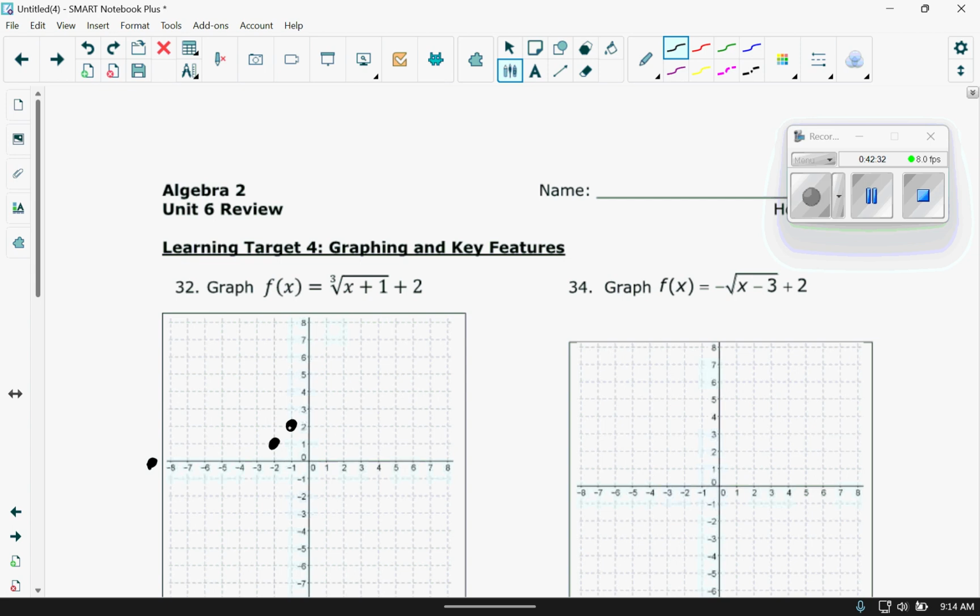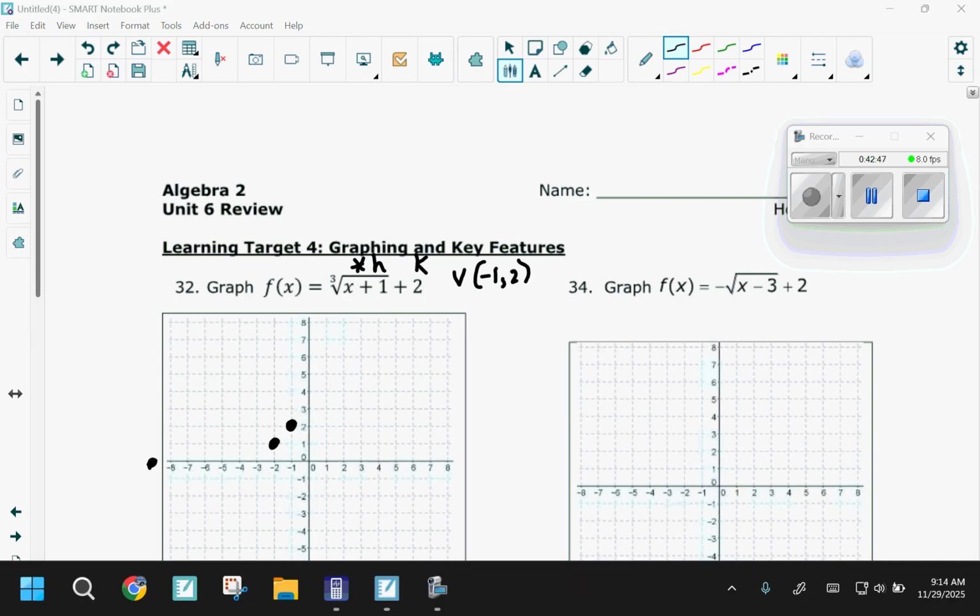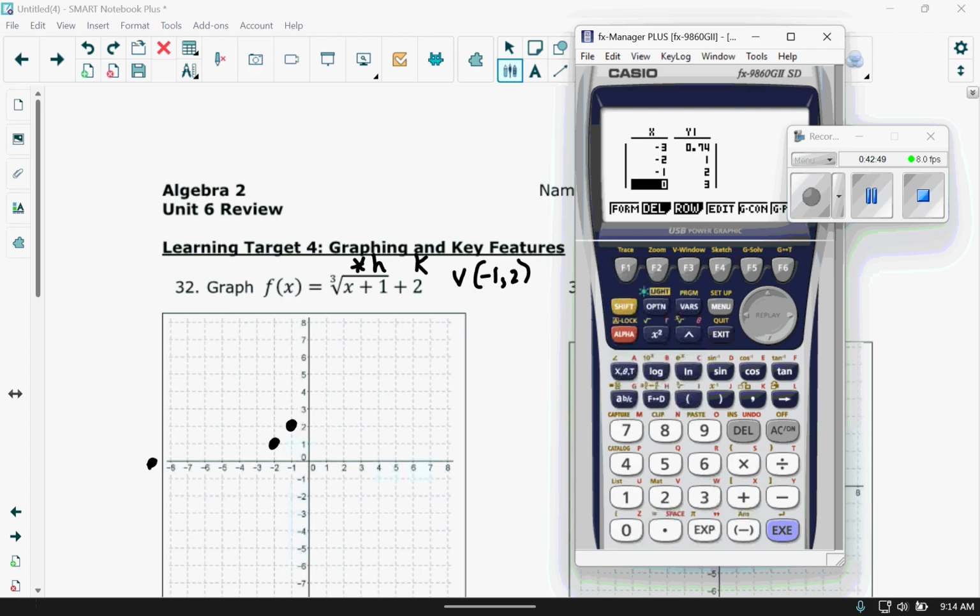I want to talk about that point I just put there. Remember the h and k stuff? This is h and this is k, but h is opposite. So my vertex would be at -1, +2. So we don't need the calculator for that particular point. And 0, 3.